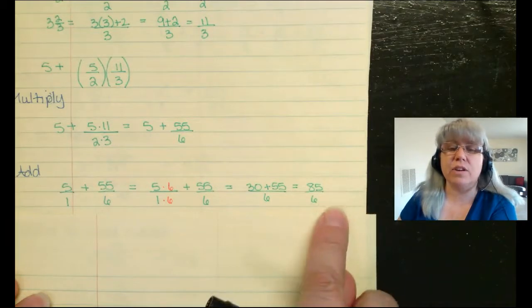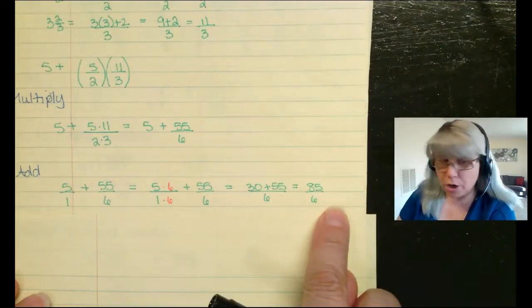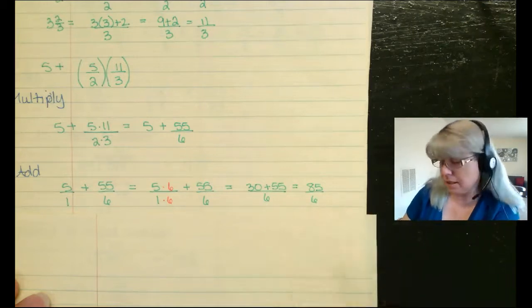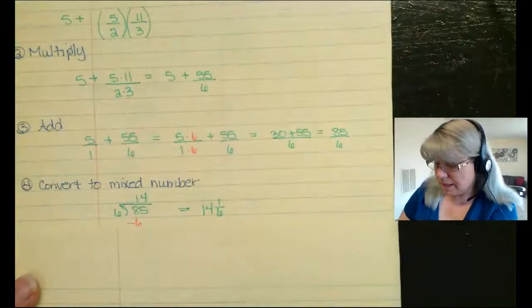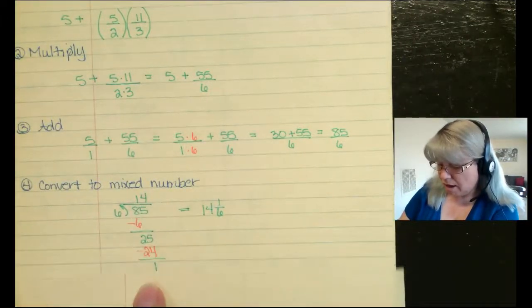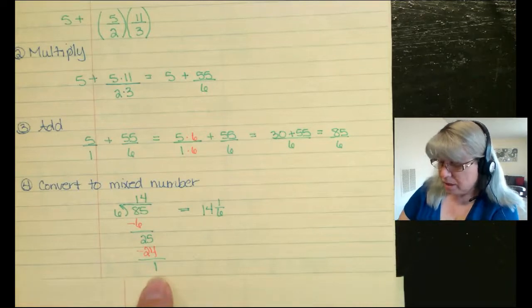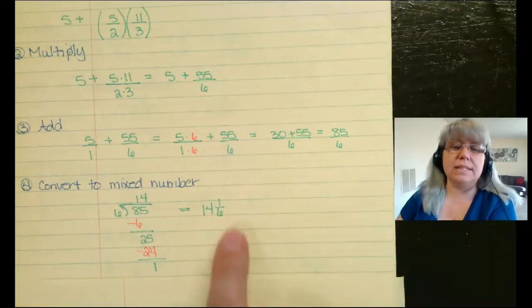That's 85 over 6. But I started with mixed numbers, so I should convert back to mixed numbers. 6 goes into 85 14 times with the remainder of 1. So 85/6 is 14 1/6.